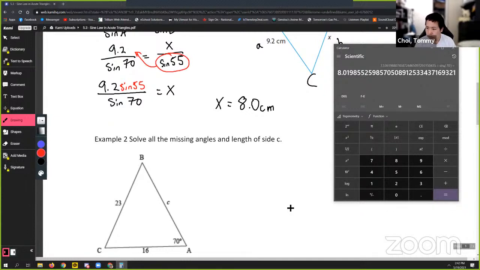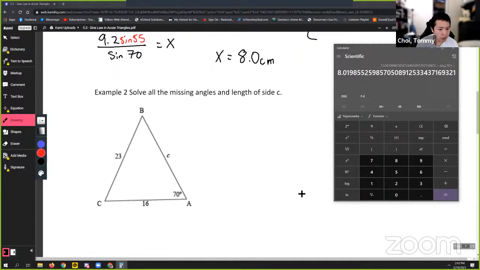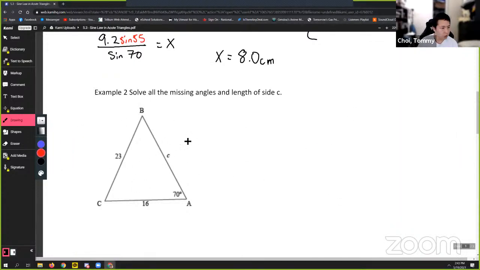So here, example 2. Solve all the missing angles and side C. In other words, finish the triangle is the other way to write this question. Now, is side C something we can solve for right away? Does anyone know? Is side C something we can solve for right away? Looking at this triangle here, yes or no? Anyone have any idea?